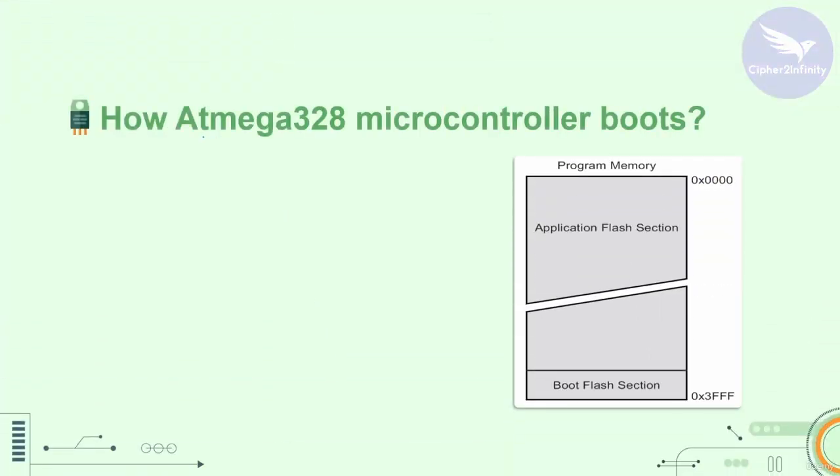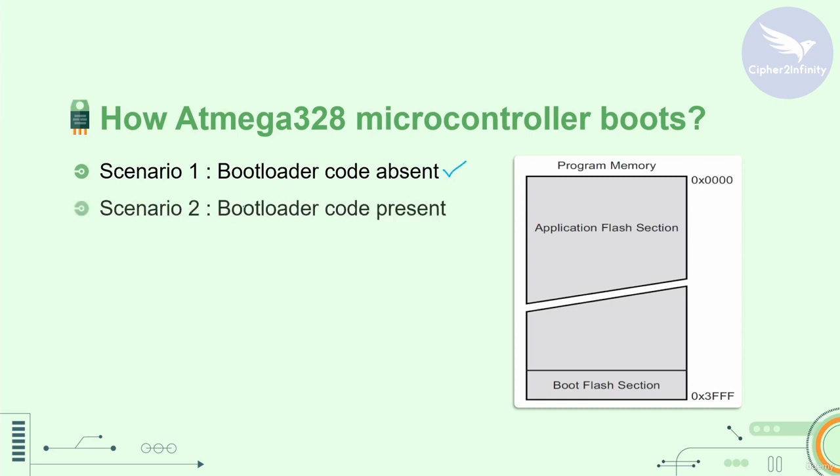So now let's try to understand how exactly the Atmega328 microcontroller boots. Okay, so there are actually two scenarios here. The first scenario is when the bootloader code is present in the microcontroller, and the second scenario is when the bootloader code is not present in the microcontroller. Okay, so let's try to understand these two scenarios now.